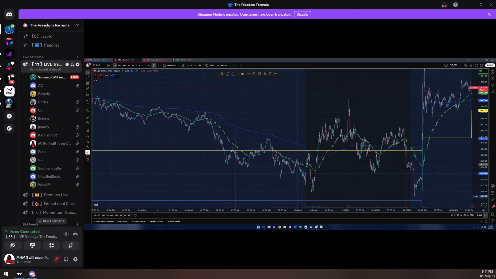These are just rough sketches. It doesn't have to be perfect. In the morning, most of the liquidity is during these hours here. So the levels that you plot during market hours are going to be more significant.